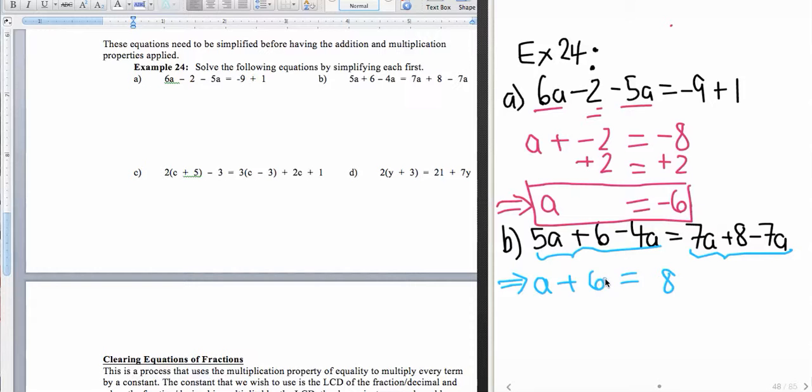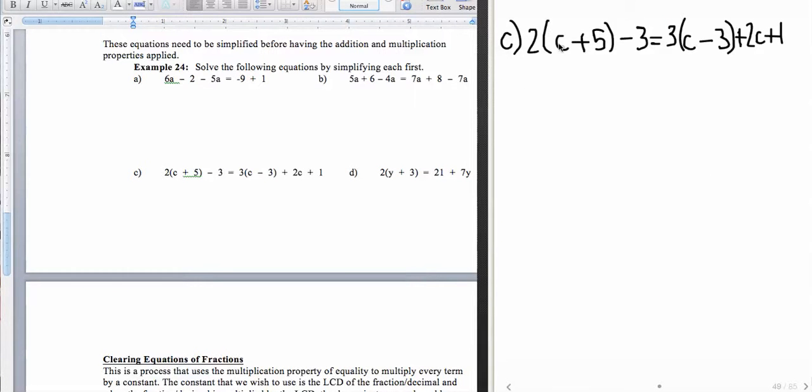Now I can see that I need to remove the 6 from this side so I can make the a stand alone. So I'll add its opposite, a negative 6, to both sides, because what I need to do to the left, I need to do to the right as well. And now I have a plus 0, which is a, and 6 plus negative 6, which is equal to 0, so I don't write it, and a minus 6, which is equal to 2. And now I have my solution for equation B.